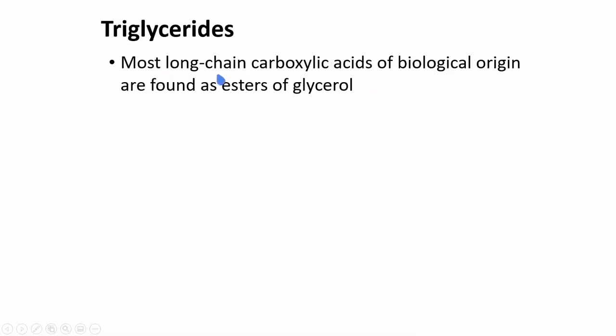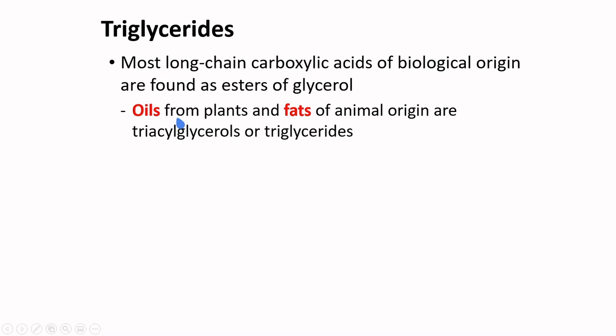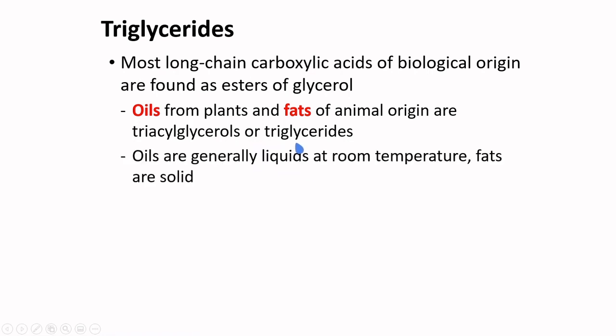Most long-chain carboxylic acids of biological origin are found as esters of glycerol. These esters could be oils if they are from plants, or fats if they are of animal origin. Usually, oils and fats are triacylglycerols or triglycerides. Oils are generally liquids at room temperature. Fats are solids.